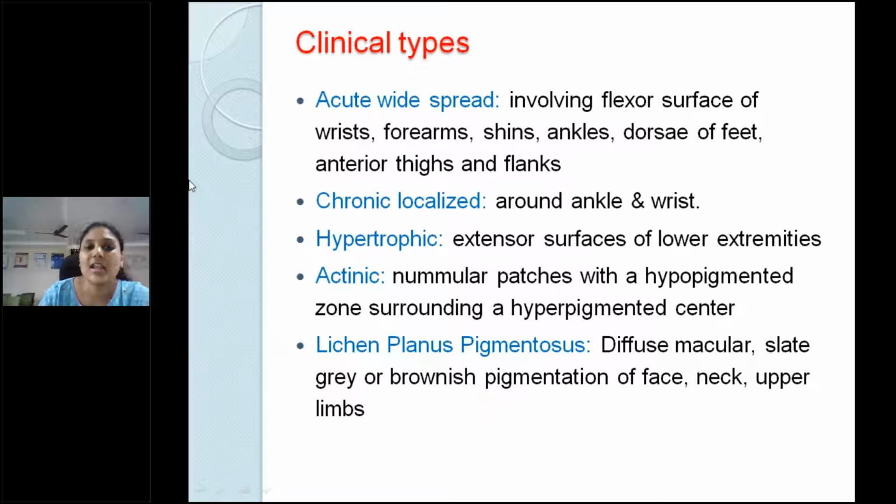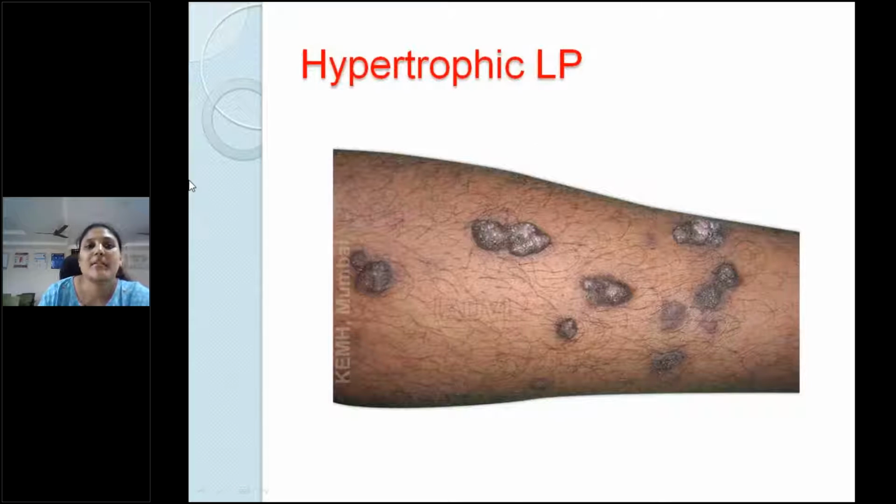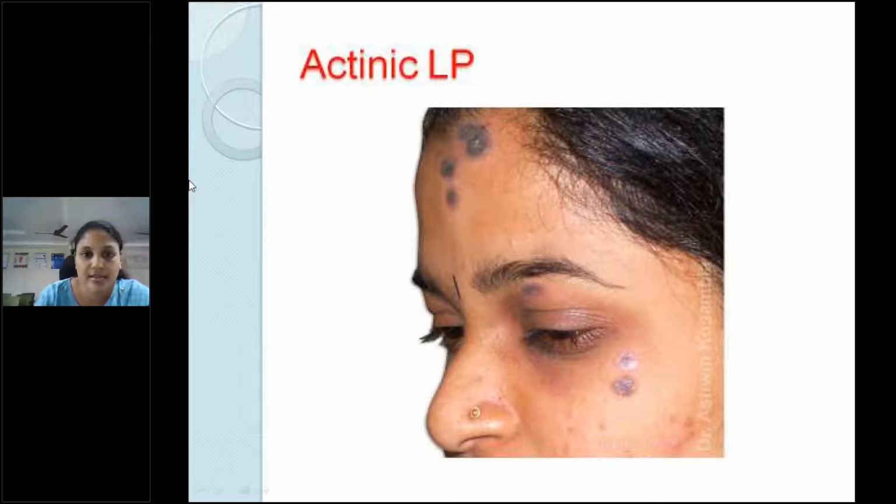And there is another called lichen planus pigmentosus. Here diffuse macular, that is just change in color of skin, slate gray or brown pigmentation, especially on face, neck, and upper limbs. So you won't see anything except the complete change in color of the skin. So this is a picture of hypertrophic. You can see the lesions, compared to the previous classic type, are a little thicker in this. And this is actinic. See, a zone of light hyperpigmentation surrounding a hyperpigmented zone is seen in sun exposed areas.